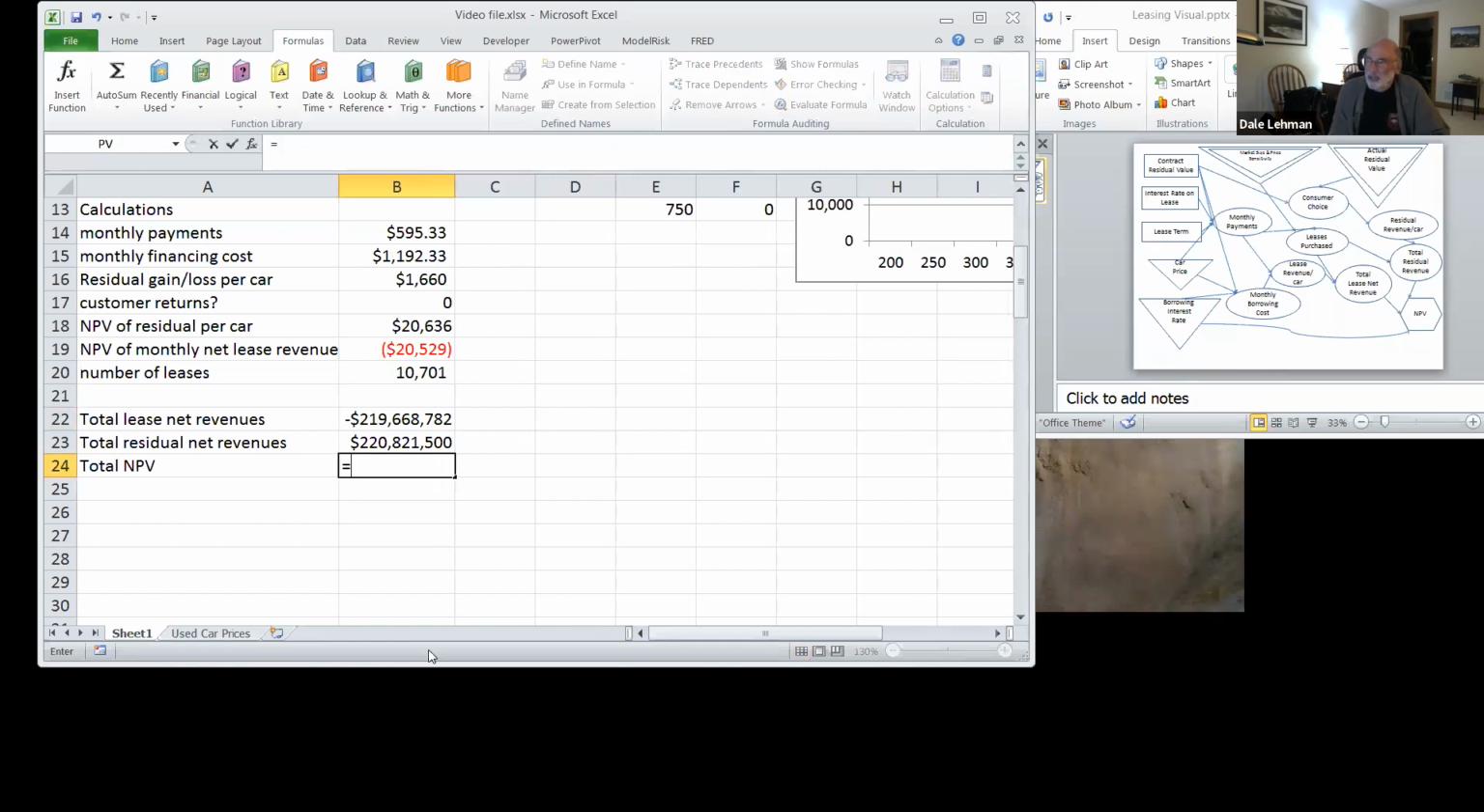And then we just have to add the two together. My diagram here says net present value. Well, we've used the interest rate already in the calculation, so I deviated a little bit from my diagram. We just need to know the two sources of revenue. So we're going to add together B22 and B23. So we actually made a little over $1 million from this leasing business under these conditions.